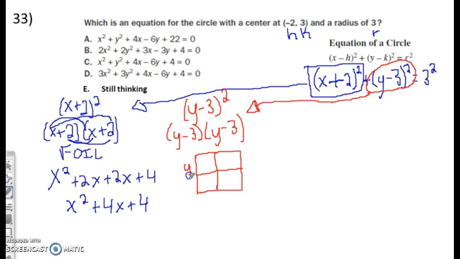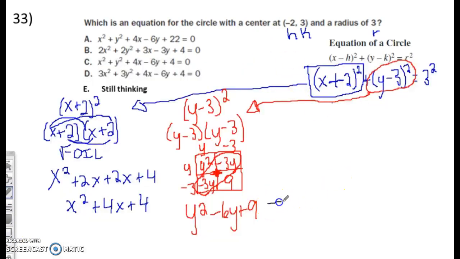So I'm going to put a y and a -3 here, and then a y and a -3 here. And just like you do with Punnett squares in science, you're going to multiply to figure out each space. So y times y is y squared. Y times -3 is -3y. Y times -3 again is -3y. And -3 times -3 is +9. Now you would want to combine your like terms by adding them. So you would get y squared minus 6y plus 9. And all of this equals 9 because we have 3 squared over here, which is 9.